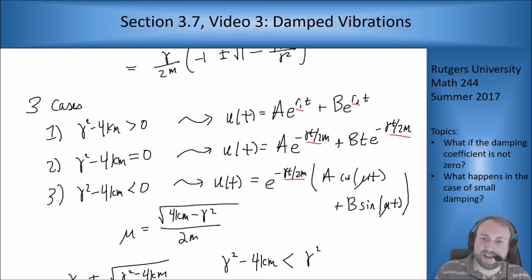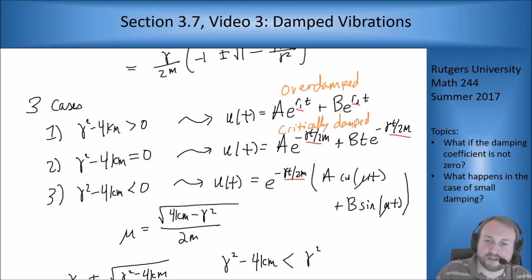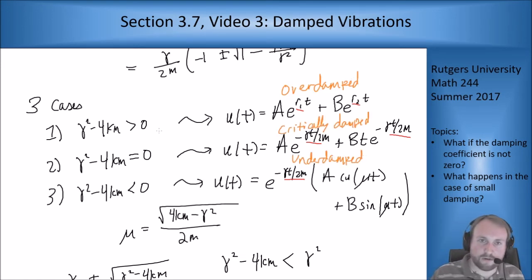Now each of these three cases have names, so I'm going to write them down so you have them. This case here, the first case, is what's called an overdamped solution. The second is called critically damped, and the third is called underdamped. So in this video, what we're going to look at is just the underdamped case. We'll hit over and critically damped in the next video, but for this one, we're just going to go back and look at the underdamped one a little more specifically.